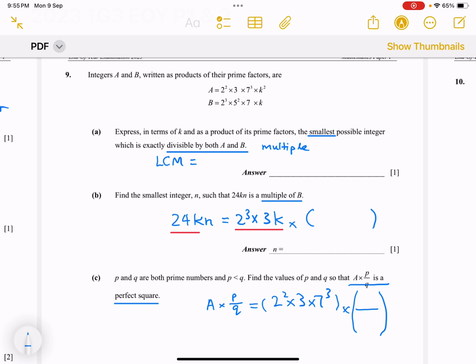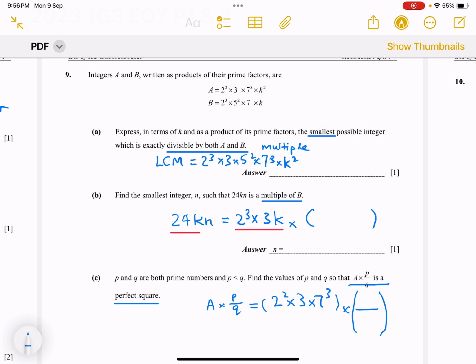And for LCM, we pick the bigger power of each number. Bigger power of 2 will be 2 cubed. The bigger power of 3 is just 3. Bigger power of 5 is 5 squared. And then 7 cubed, and k squared. We don't know k, but k squared is bigger than k. Because the bigger power will contain the smaller power, then that is where it can be divisible.